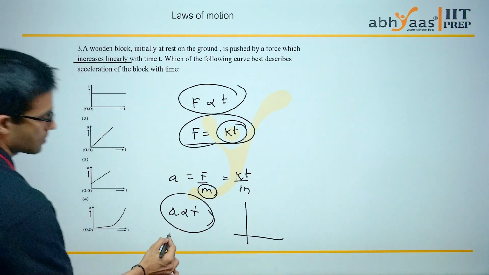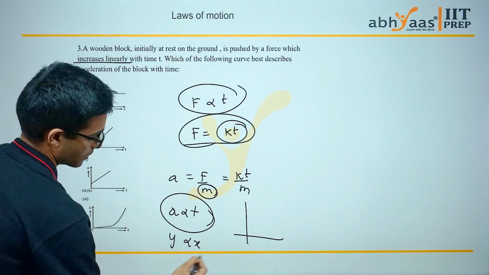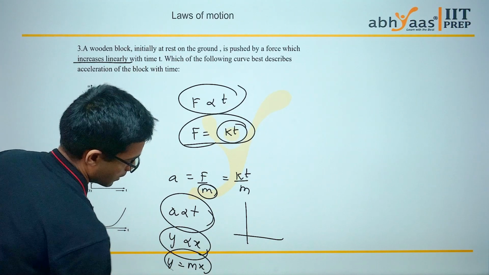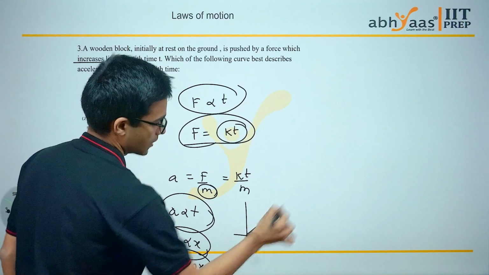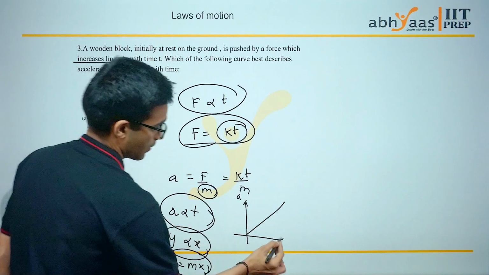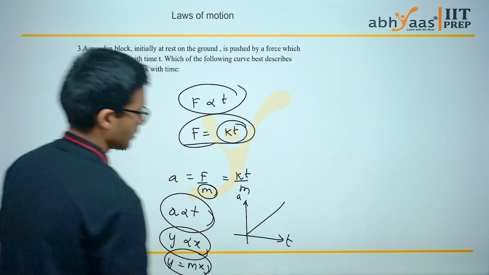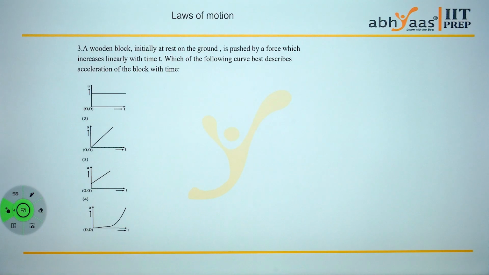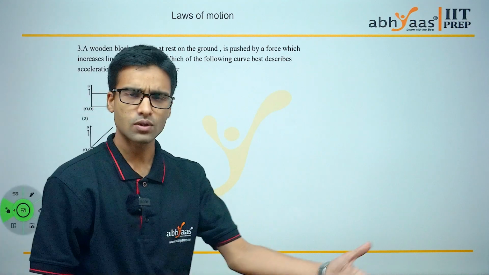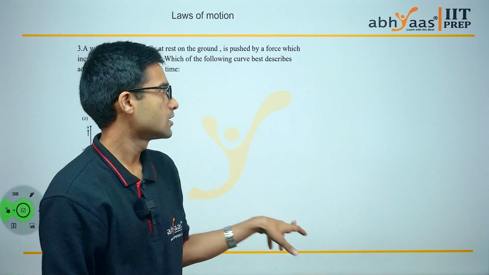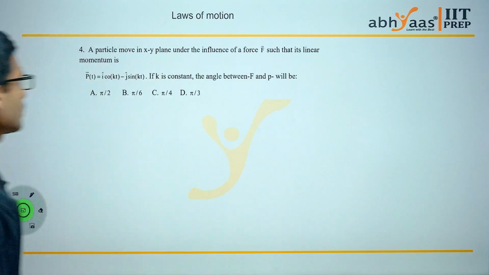Proportional means y is proportional to x, and removing the proportionality, y equals mx. Y equal to mx means the line starts at the origin and goes up like this. Here y is a and x is t, so this is the curve, the second option. You can easily solve this kind of problem directly if you have basic mathematics knowledge. Now going to another one.